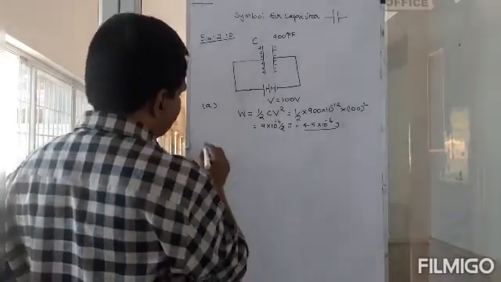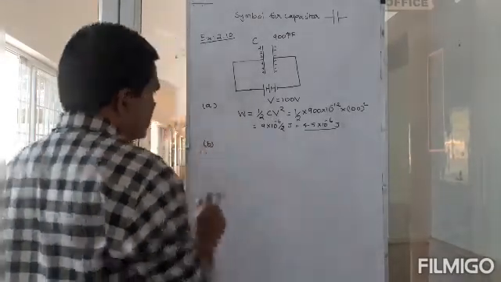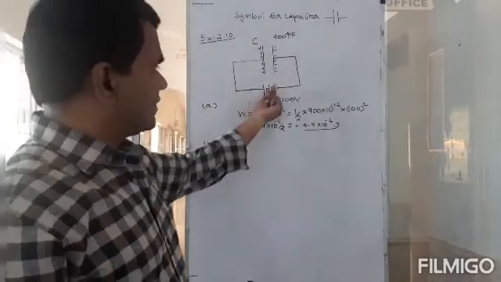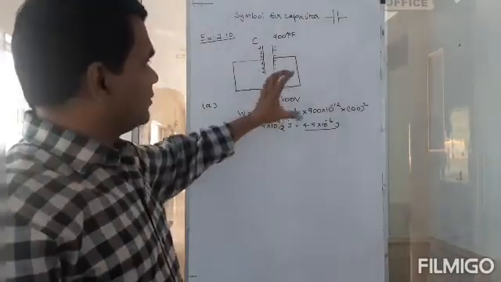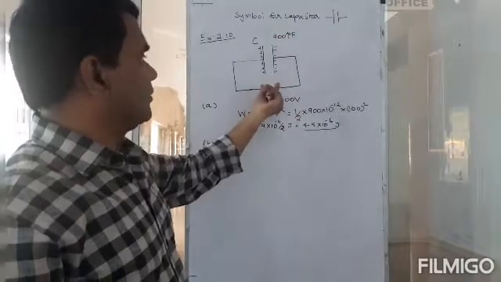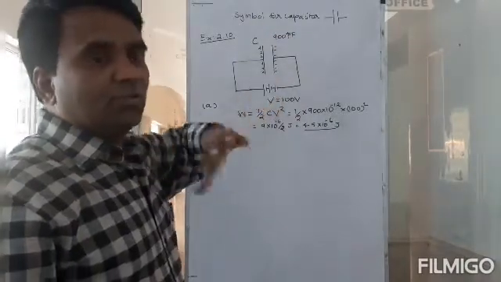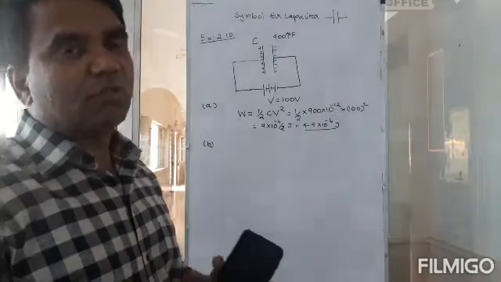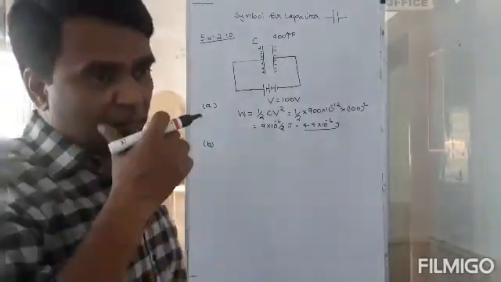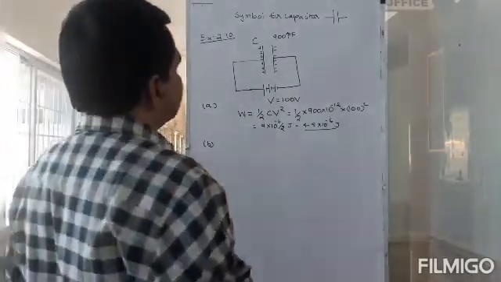And what is part B of the problem? Part B of the problem, you are disconnecting this. And then you are connecting another 900 picofarad capacitor here. So what will happen? What will be the energy stored in it? Okay. Let's see.